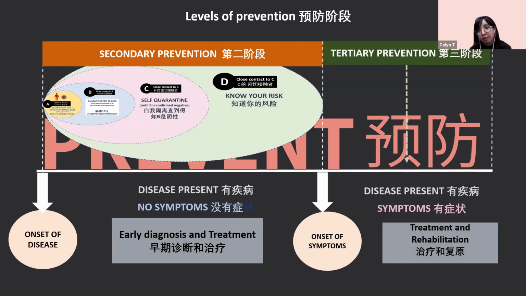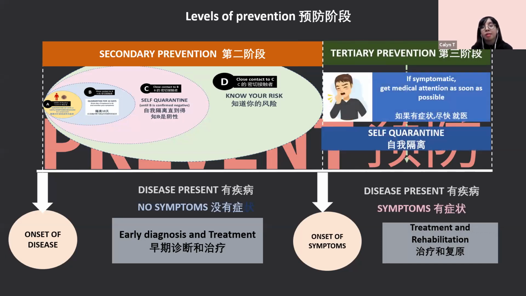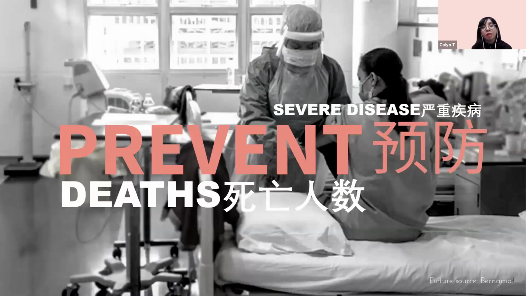And the tertiary prevention category is when you have the disease present, but you also have the symptoms. So it's important if you have symptoms to get medical treatment as soon as possible and to practice self-quarantine. Which means that at any point of time where you think you have certain symptoms and you may suspect, go to the hospital immediately. You may need to get tested and practice self-quarantine. So when we talk about tertiary prevention, we're talking about prevention when you have the disease, but you don't want it to turn into severe disease and you don't want it to cause a lot of death.